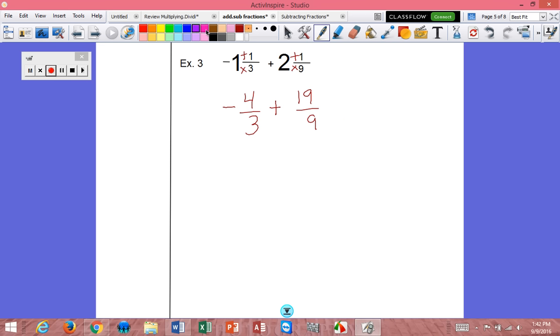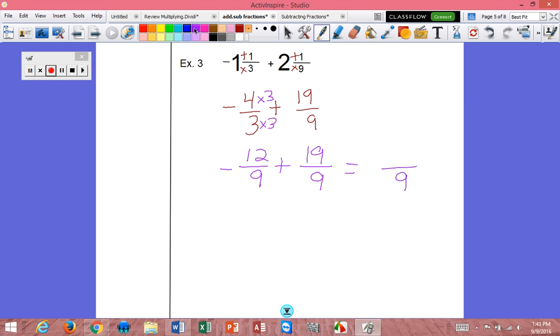All right, now we do not have common denominators, so we need to do that. The least common denominator for 3 and 9 would be 9. This already has a 9 as the denominator, so I simply copy it down. 3 times 3 is 9, so I do the same thing to the numerator, and we get a 12 here. I know the denominator is going to stay a 9.